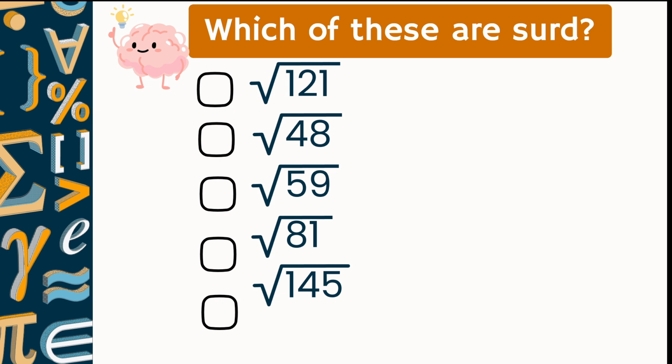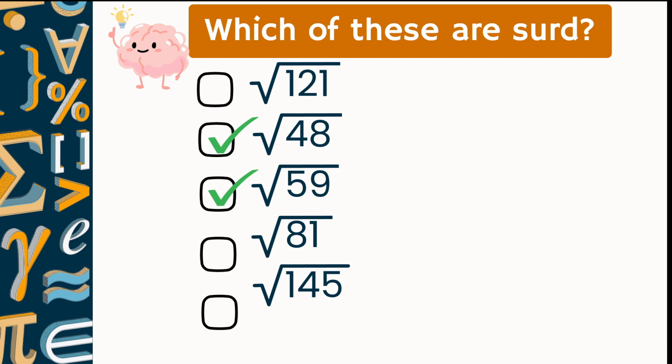The first one is root 121. Root 121 is 11, so therefore root 121 is not a surd. The second number is root 48. Root 48 is a surd because 48 is not a perfect square, so we'll tick that. The next one is root 59. It is also a surd because 59 is not a perfect square.